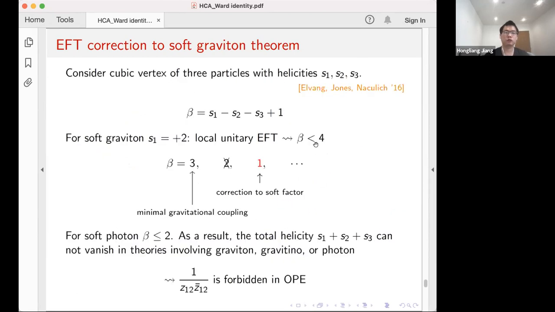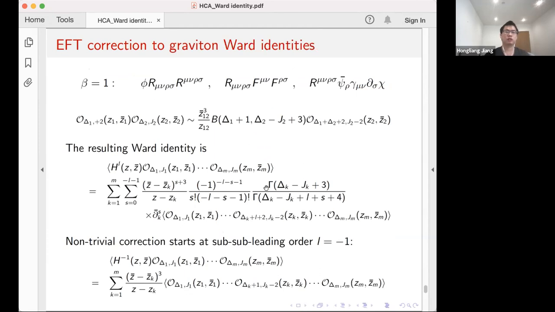So this previous result was obtained by studying EFT and using Lorentzian unitarity constraints, and they found that beta should be smaller than 4. So beta equals 3 is the gravitational coupling, and 2 is forbidden by locality, and 1 gives rise to a correction to the soft factor. And explicitly, the list of EFT operators are here. There are only 3 operators which may potentially modify the sub-subleading soft theorem. So we can just specialize the previous general OPE to the current case by specifying the spins, 2, J2 and 2 minus J2. Then we have this OPE.